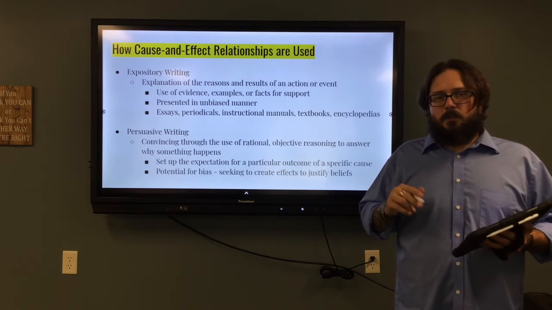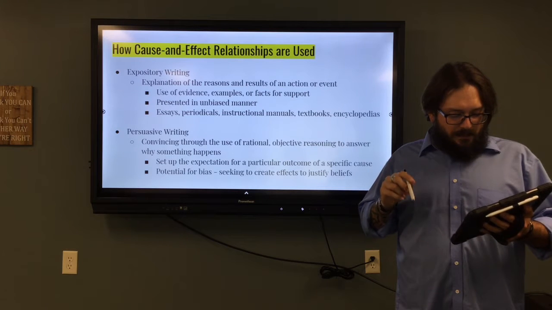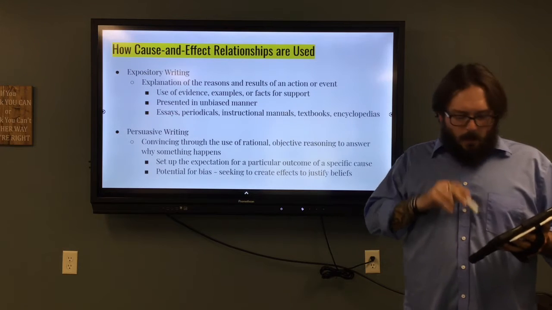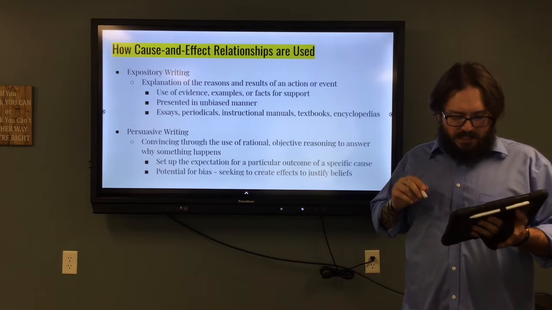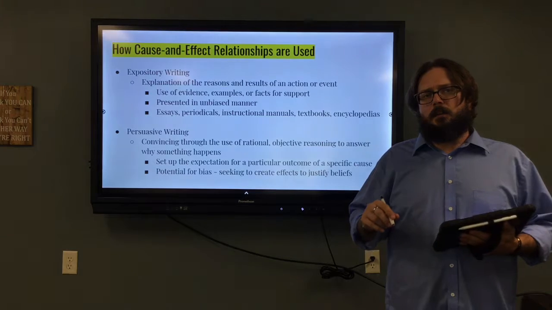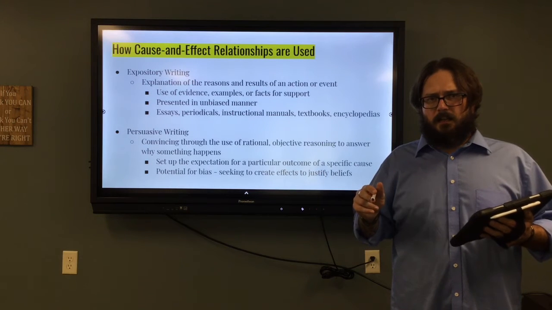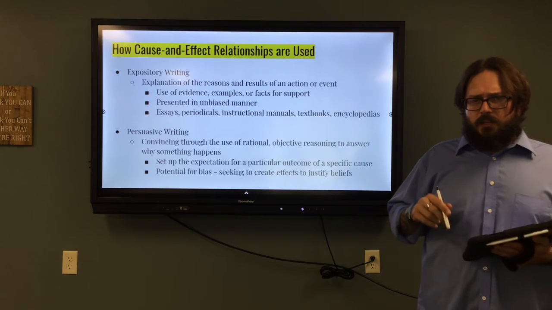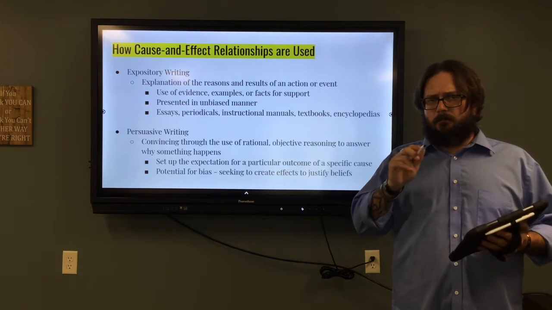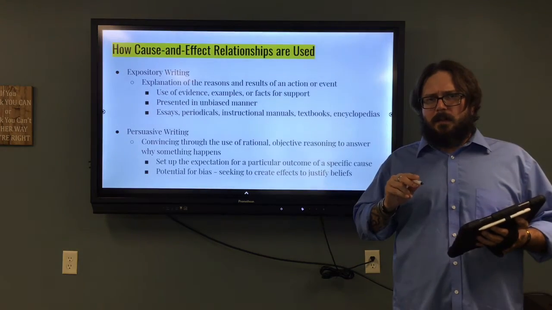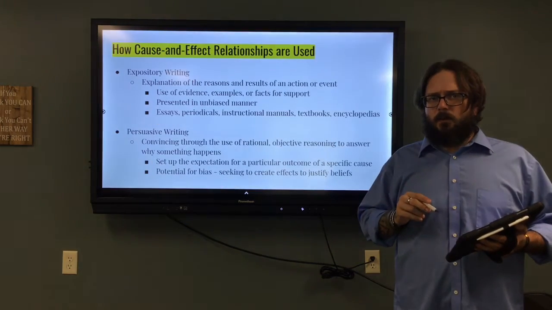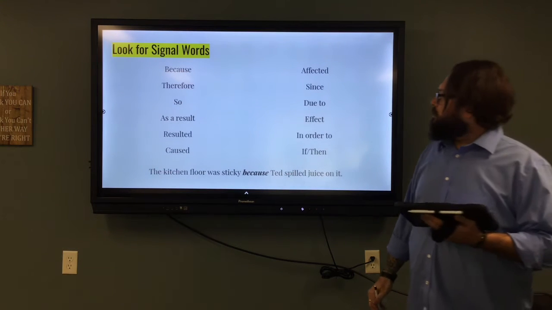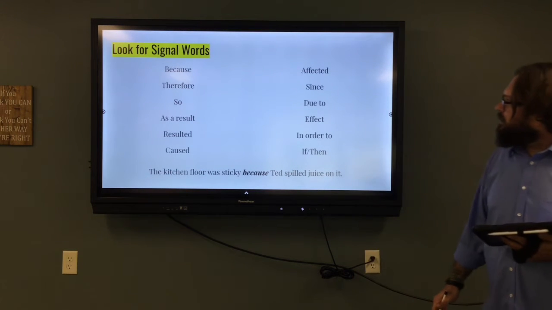But we also want to consider the fact that there is potential for bias here. And the reason why is that the author could be seeking to create effects in order to justify a belief that he or she holds. So we need to be extremely careful and make sure that we are watching out for that potential bias to occur.